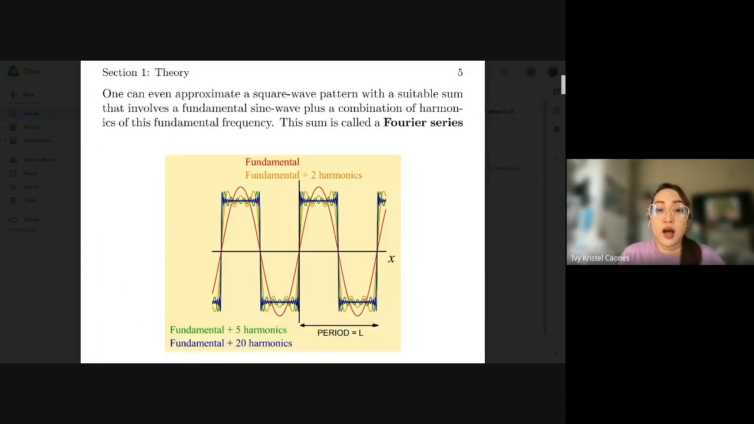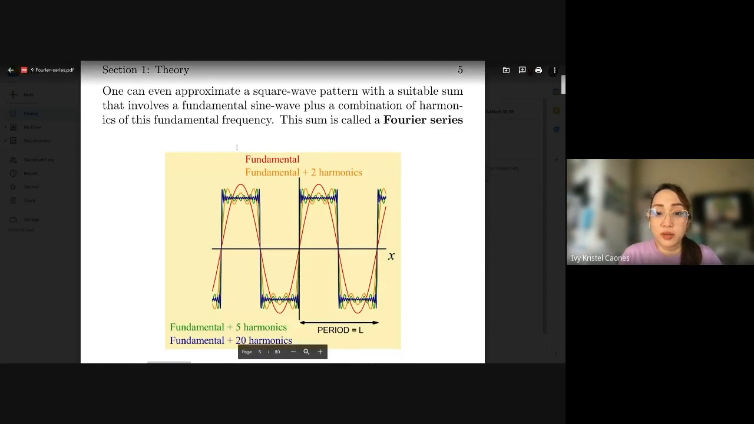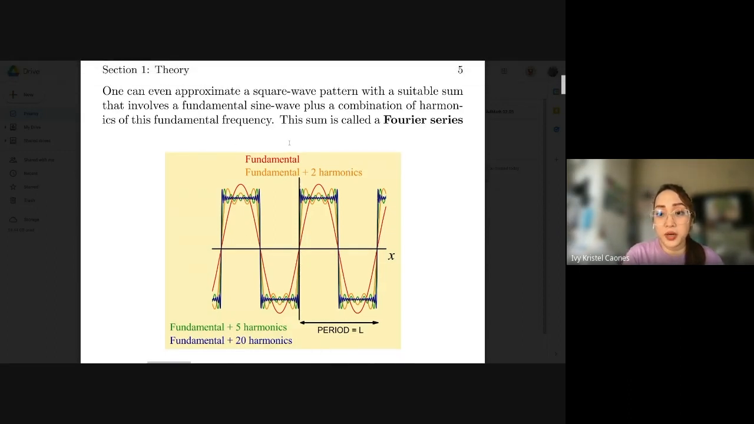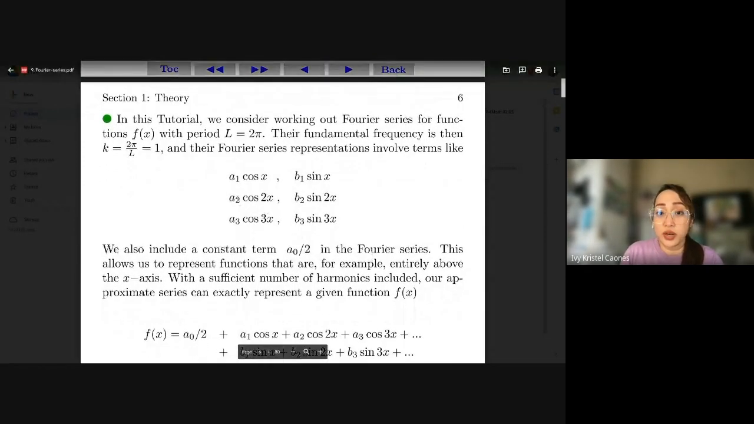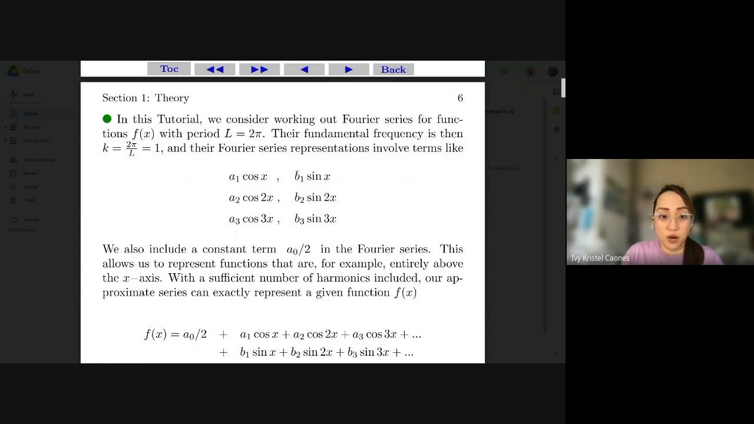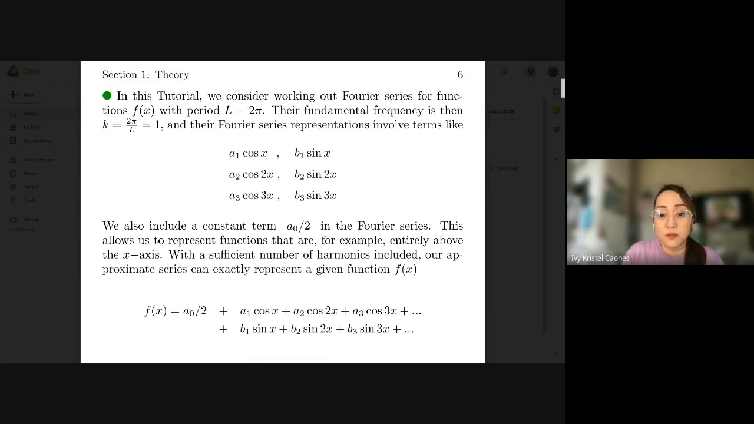One can even approximate a square wave pattern with a suitable sum that involves the fundamental sine wave plus a combination of harmonics to this fundamental frequency. This sum is now called the Fourier series. In this tutorial, we are going to determine what the values of your A and your B are in this format. And as you can see, for the harmonics, there is their frequency. So we will start with A sub 0 over 2 plus the harmonics that we have.